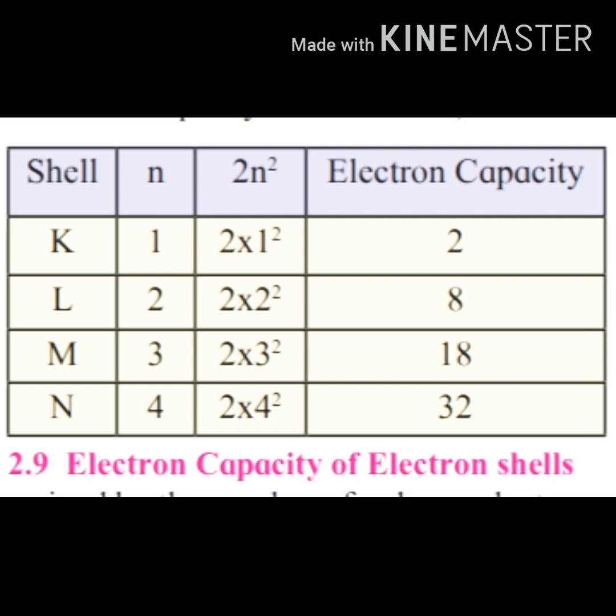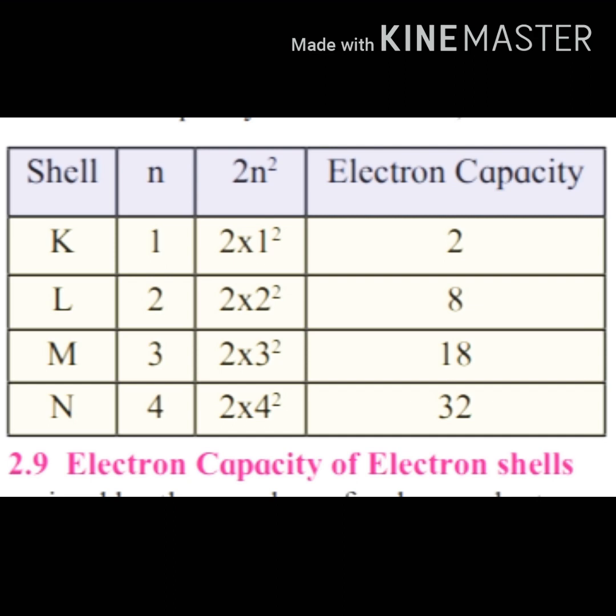Now for the fourth one, 2 into 4 square, so 2 into 16, which is 32. So the fourth shell can hold how many electrons? 32 electrons. So these are the rules that you have to follow.